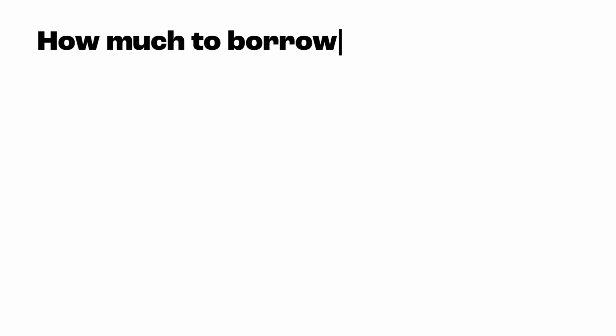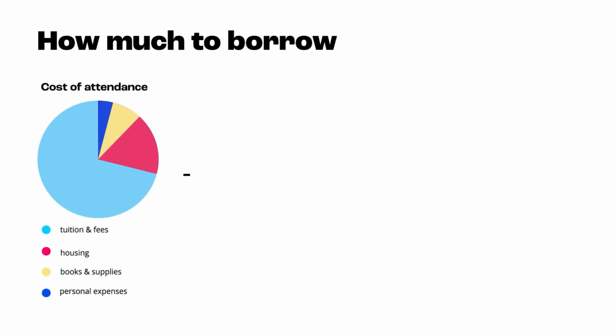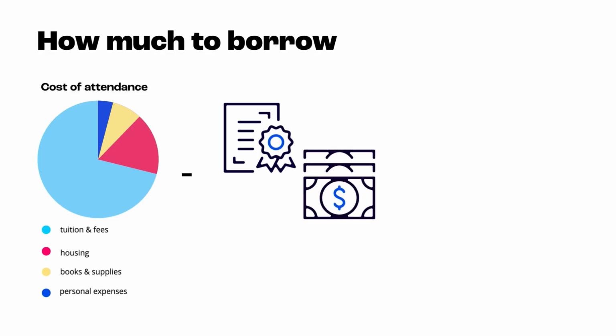If you're not sure how much you'll need to borrow for school, take the full cost of attendance at your school, then subtract any grants, scholarships, and financial aid you received. What's left is the amount you need to borrow.